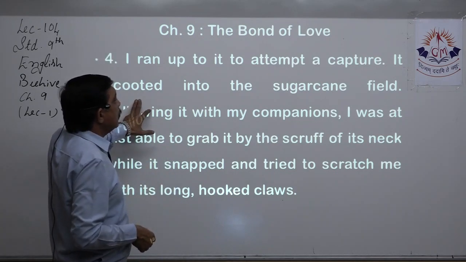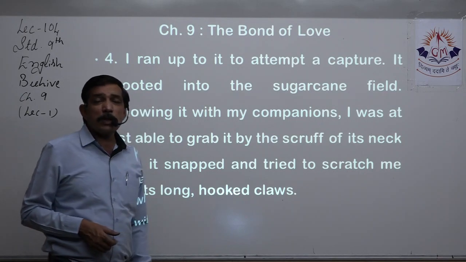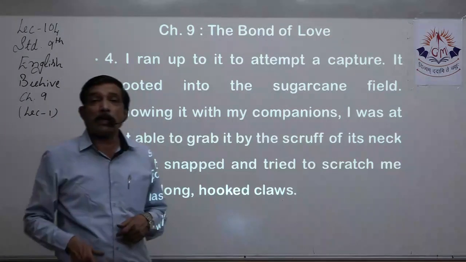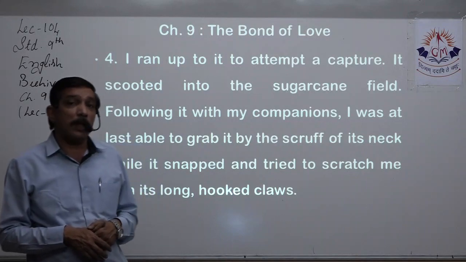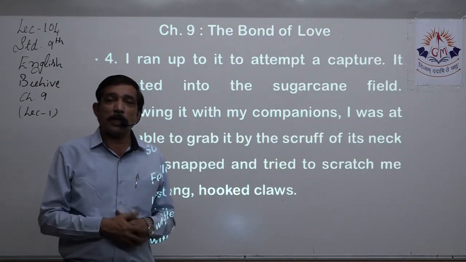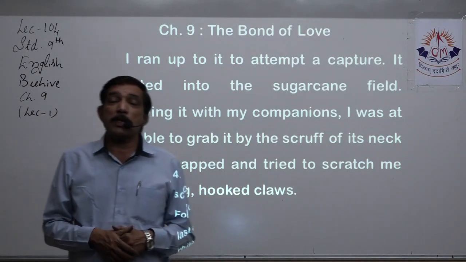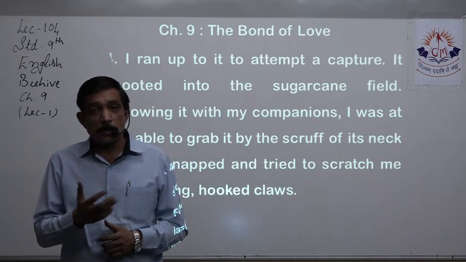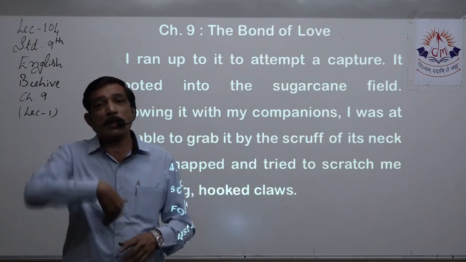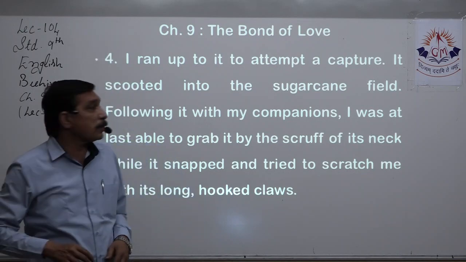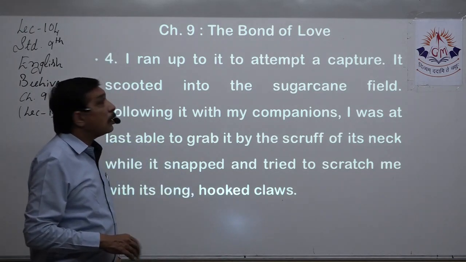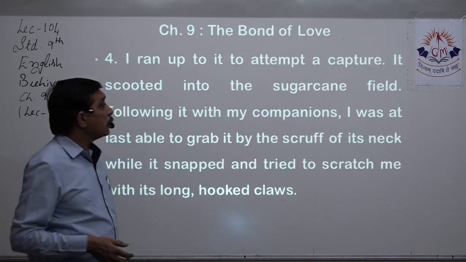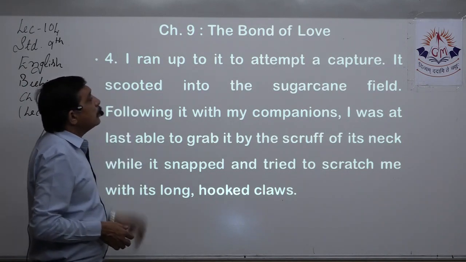It scooted into the sugarcane field, scooted, made a short run, and that also speedy. Right, that's called scooting, right? And you know, as soon as you pick up a stone, the dog which has been barking at you suddenly scoots, right? So that is scooting. Yes, it turns back and runs away as fast as possible, right? It doesn't know your aim. Yeah, it's not good. It scooted into the sugarcane field.